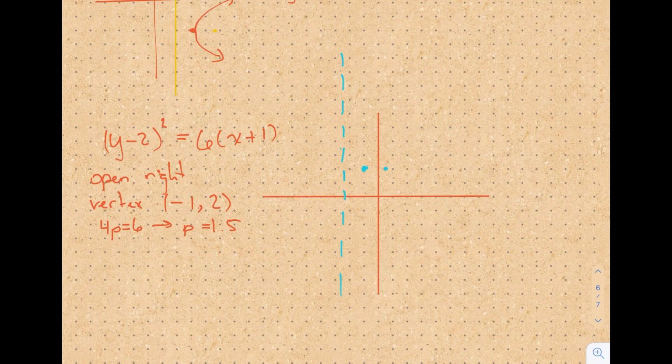Now, if we want to be a little more careful with our sketch, we'll need to use the focal width. Our focal width being 4p, so it's 6. That just means at the focus, it should be 6 units wide. So I'll go up 3 and down 3. That gives me a couple of other points on the parabola. And there we go. Just a good sketch. Should look like a satellite dish. This has been Conic Sections.